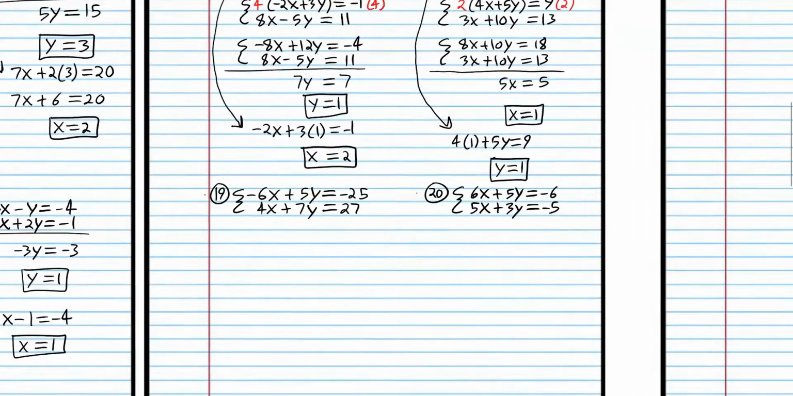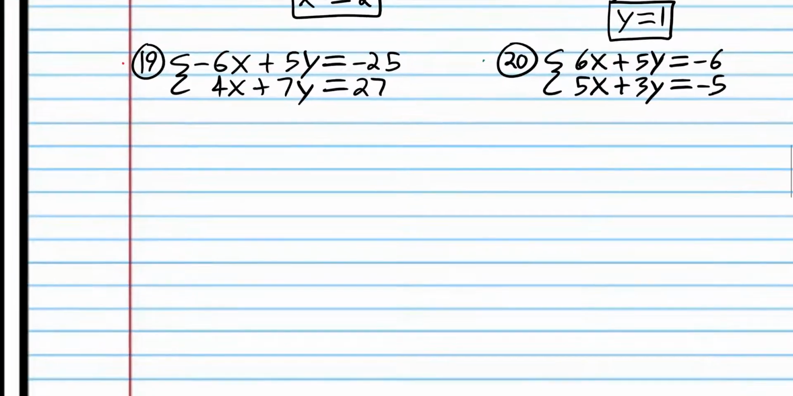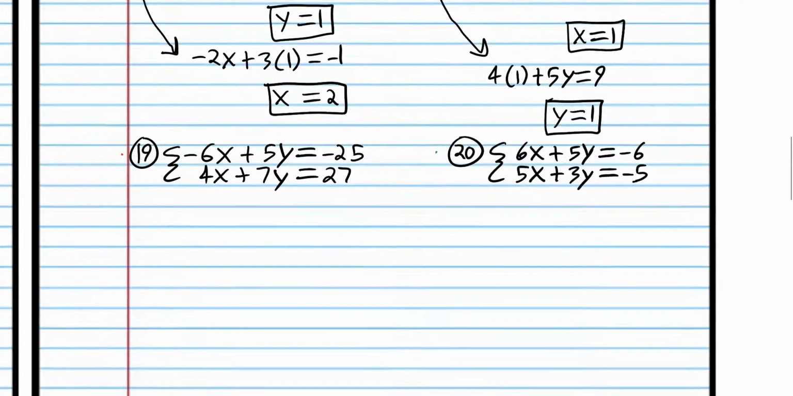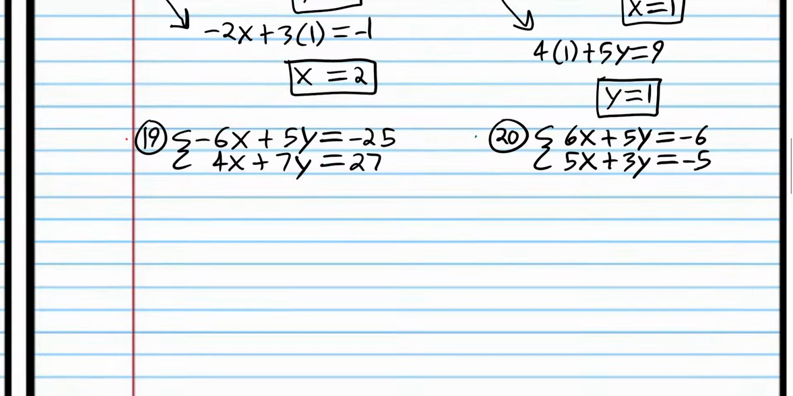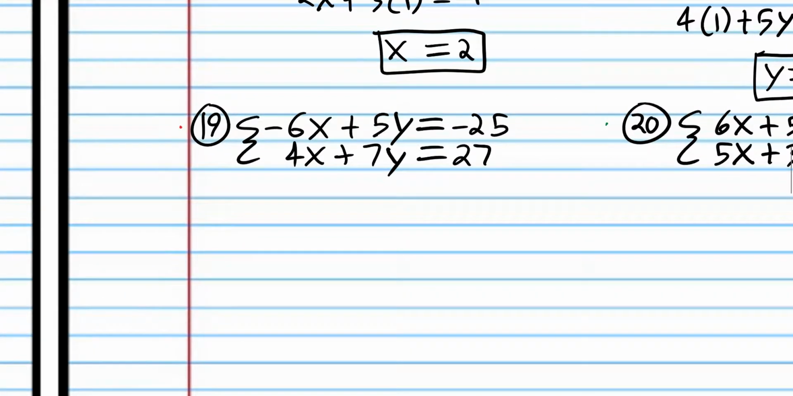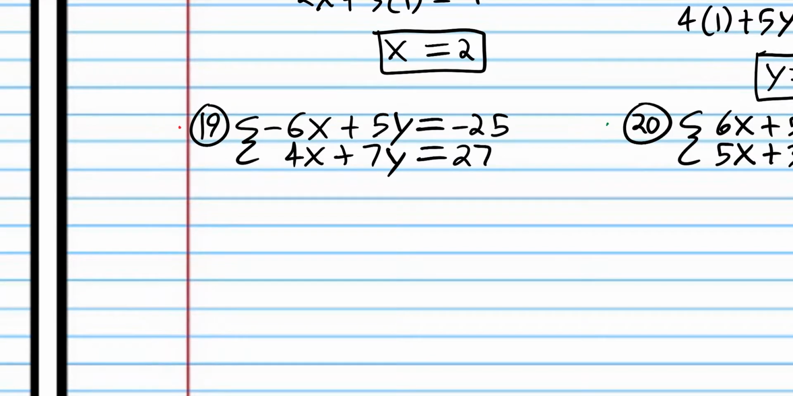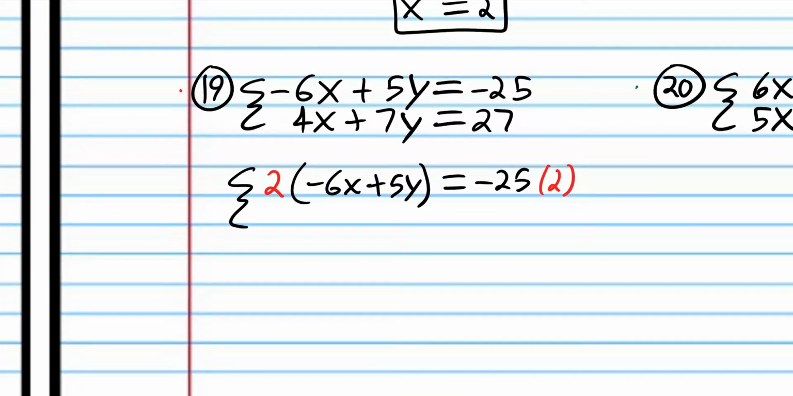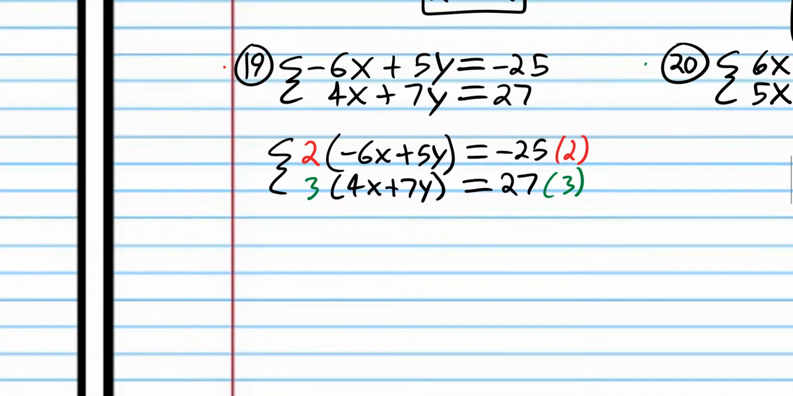Okay, so now we're going to a situation where you're going to have to multiply both equations by a number in order to use elimination. So I'm going to multiply the top equation by 2, and I'm going to multiply the bottom equation by 3. And let's see what we get here.